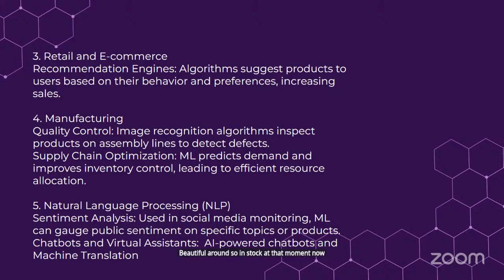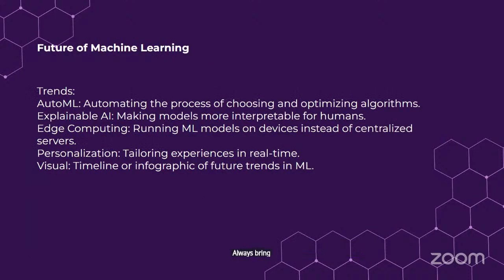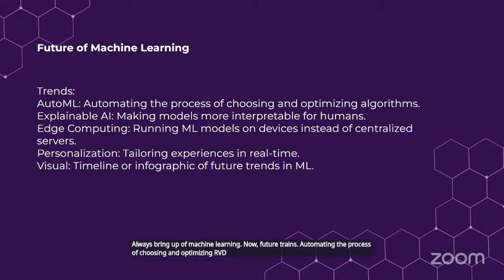Now, manufacturing, quality control: image recognition algorithms inspect products on assembly lines to detect defects. Supply chain optimization: machine learning predicts demand and improves inventory control, leading to efficient resource allocation. Now, we take a look at natural language processing. Sentiment analysis is used in social media monitoring. Machine learning can gauge public sentiment on specific topics or products. Then the invention of chatbots and virtual assistants has also been a spring-up of machine learning.